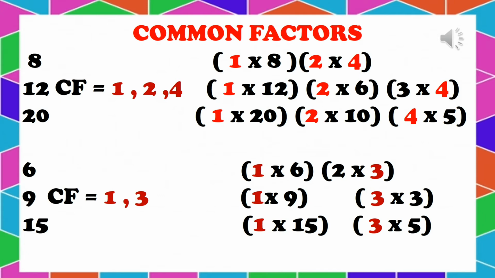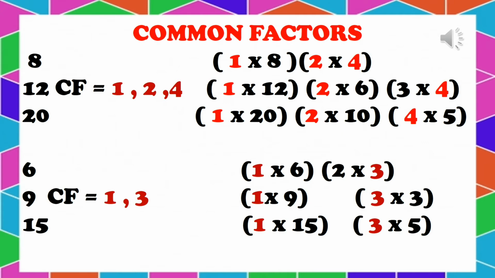So if we look at the common factors of the three numbers, we have 1. All these numbers have a factor of 1. Another factor we have is 2. All these numbers have a common factor of 2. Another one is 4. They have 4 as their common factor.